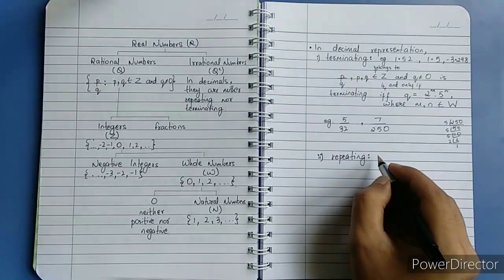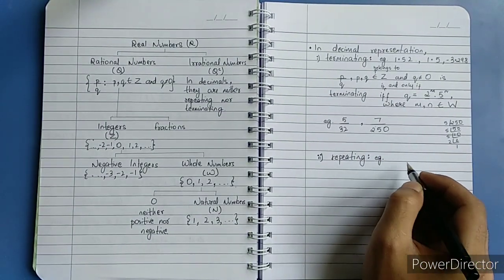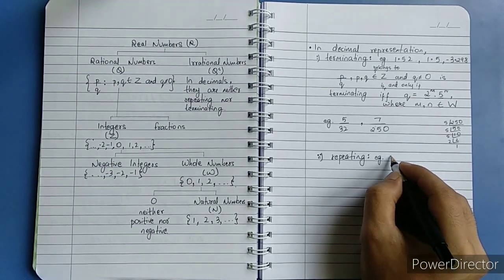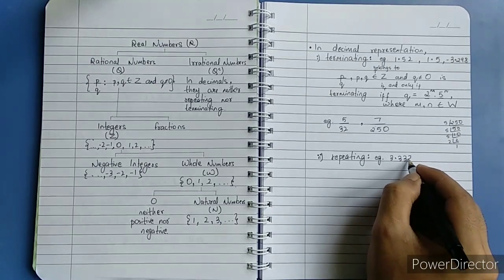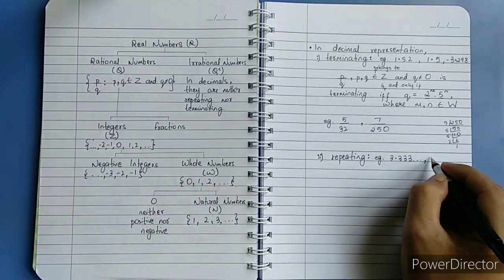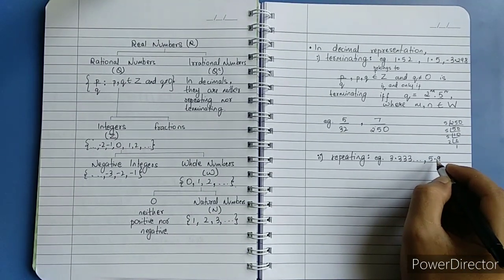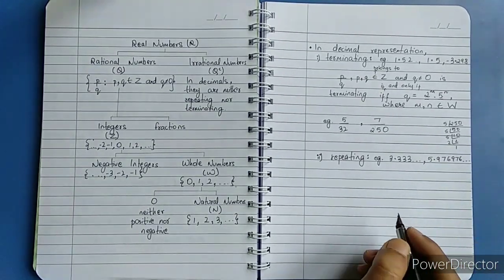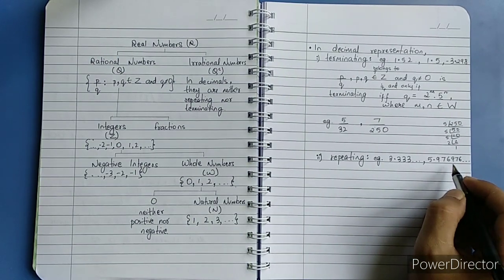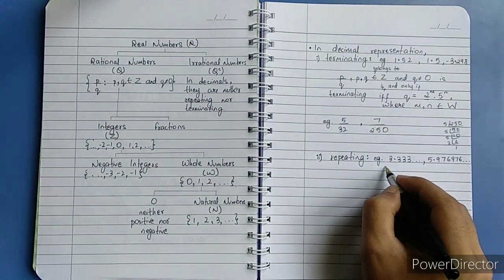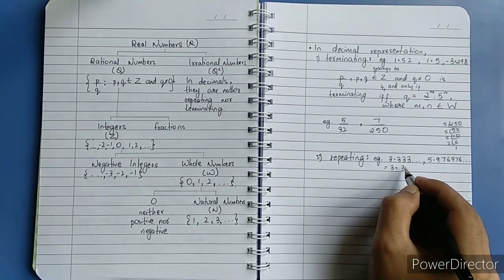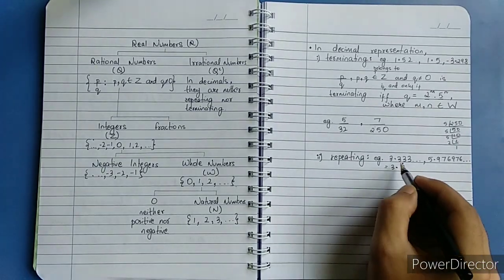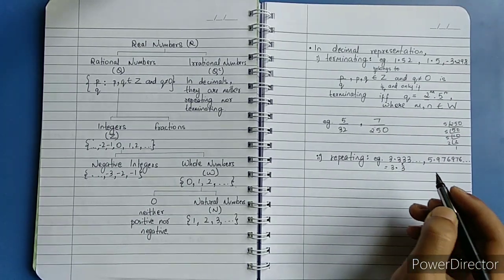Repeating numbers, for example, say 3.333 and so on. Say 5.976976 and so on, where 976 is the repeating number here. So this one is written as 3.3 with a dot over it. Since only one digit is repeating, we can put a dot over it. This dot means this digit 3 is repeating.